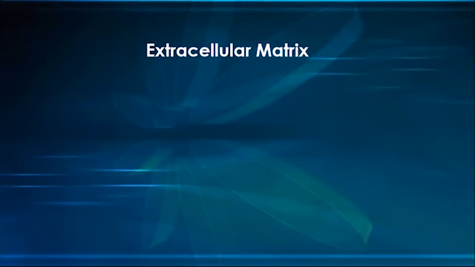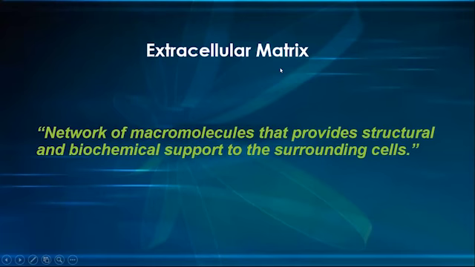So we have a matrix of different components that is known as the extracellular matrix, and this is how we can define the extracellular matrix, that it is a network of macromolecules that are going to provide structural and biochemical support to the surrounding area of the cell.